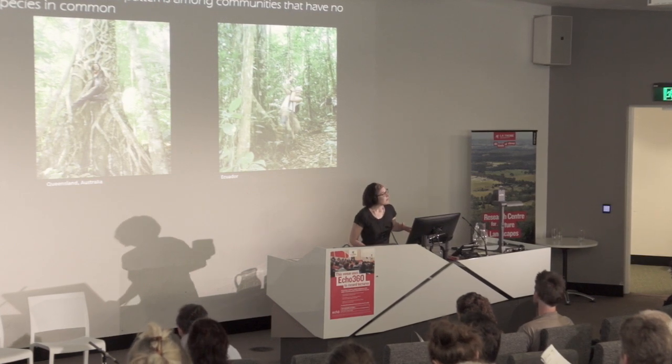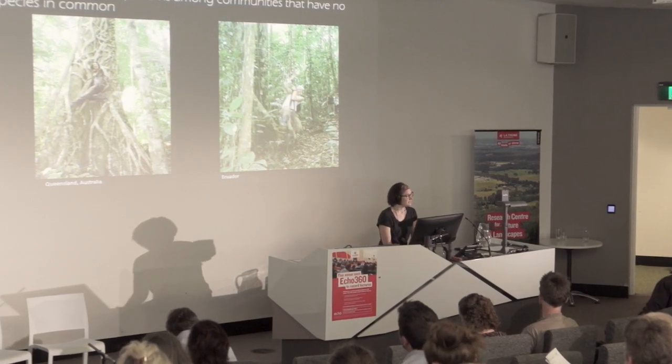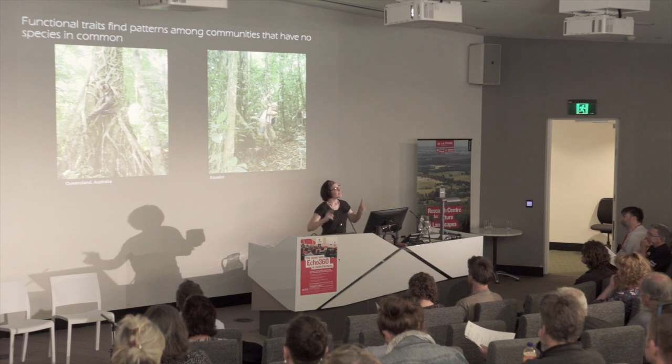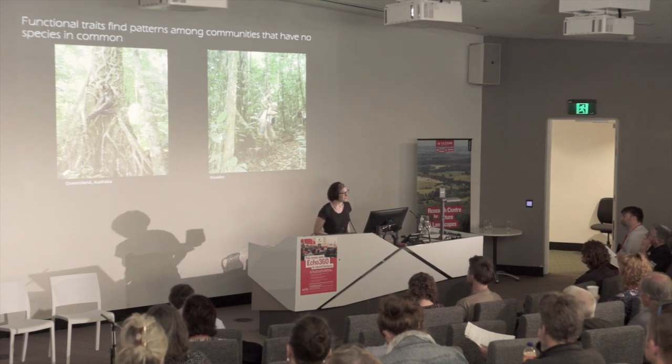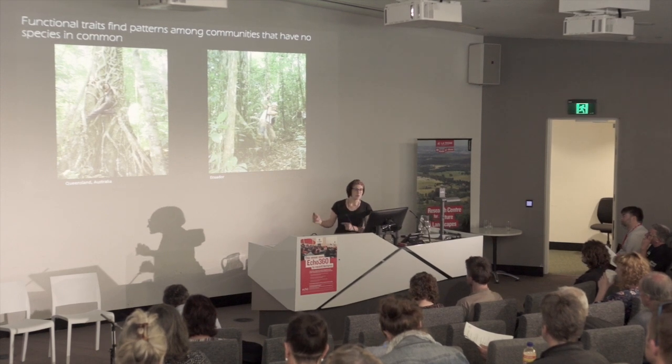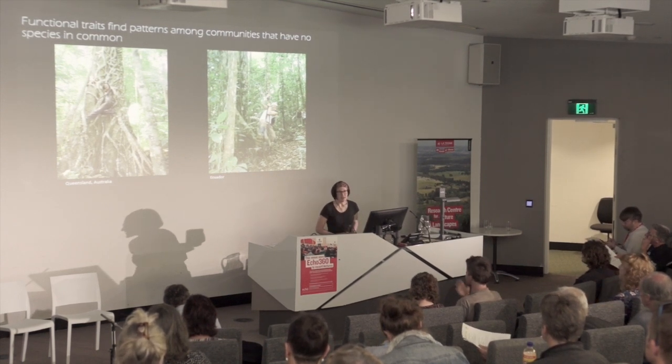We can get around that problem by using functional traits, and that's because the environment, which dictates the kind of biome we're looking at, doesn't select for species names, but it does select for functional traits. In fact, that's the reason that you can recognise that both of these are pictures of rainforests. The trees in each photo are exhibiting the same kinds of functional traits. So that's what I do.